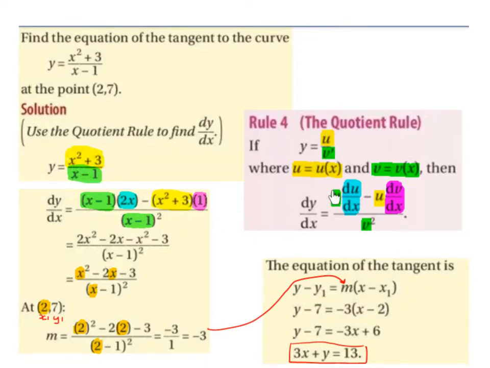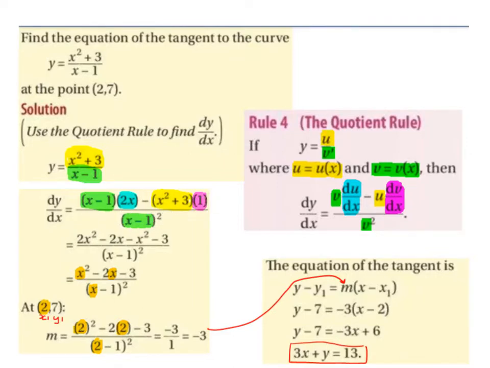So we write down the v, which is x minus 1 with brackets. Then we get du/dx, so we differentiate u with respect to x, so we get 2x with brackets. Then we have a minus. Then we write down u, which is x squared plus 3 with brackets. And then we get dv/dx, which is the derivative of the denominator, which is 1 with brackets. And that's all divided by v squared, so all divided by x minus 1 squared.